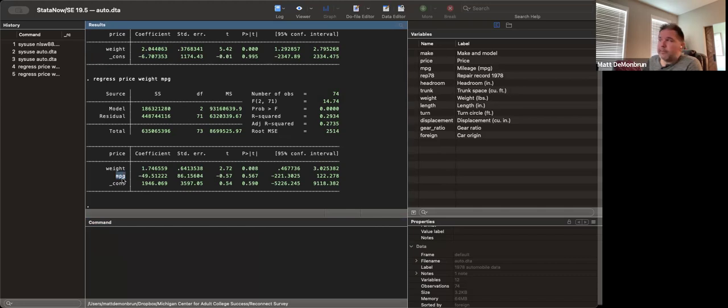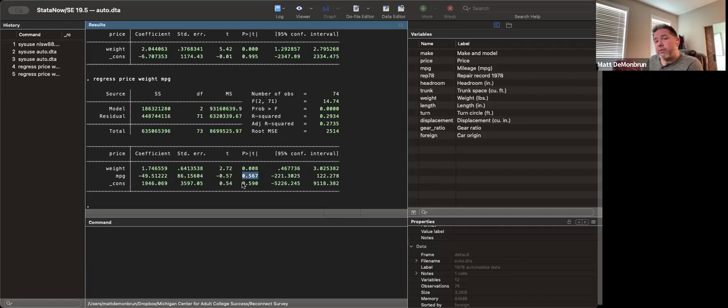So let's look at miles per gallon now. MPG, a 1 unit increase in miles per gallon, is associated with a 49.5 unit decrease, right? So we've got our negative sign here. So it's saying as miles per gallon goes up, the price actually decreases, right? Now, this is based on our sample. We're seeing this decrease. Here, our p-value is 0.567.